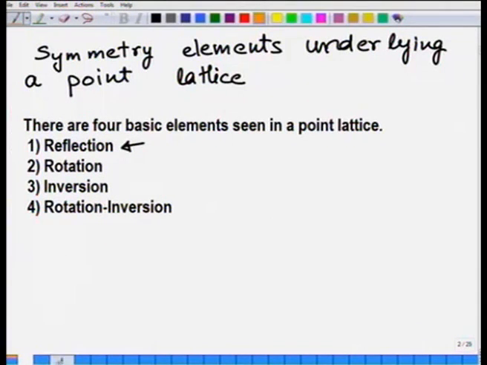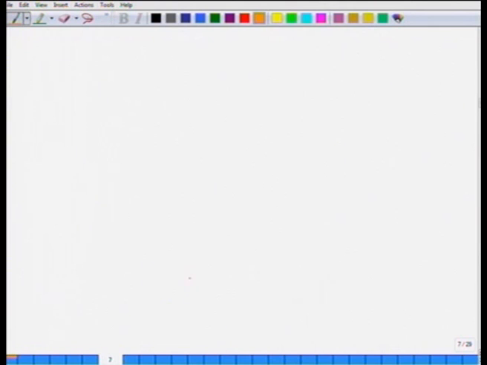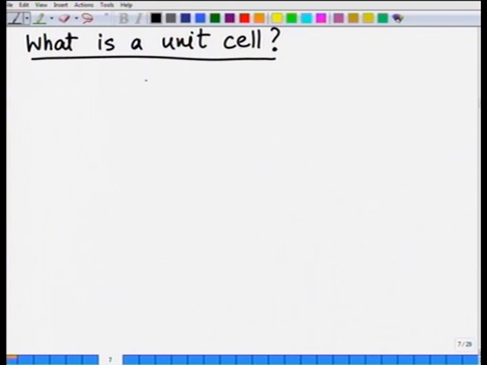With these symmetry elements, now let me define one more thing. Third question: what is a unit cell? So now we know that a point lattice is a periodic lattice, with underlying symmetry elements. Based on the periodicity of the lattice, if you choose three non-collinear vectors, not all in the same plane, I can describe those three lattice vectors as A1, A2 and A3. Sometimes you say A, B, C, it does not matter.